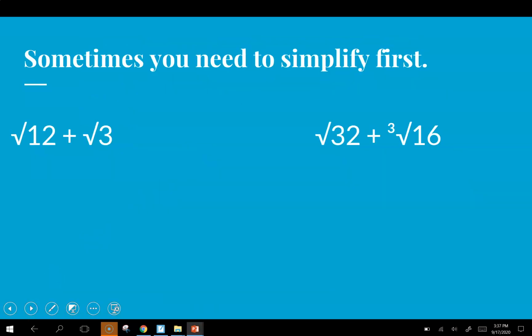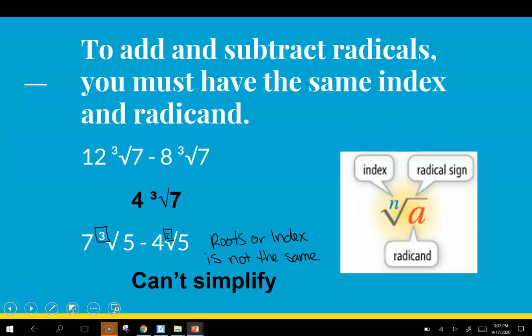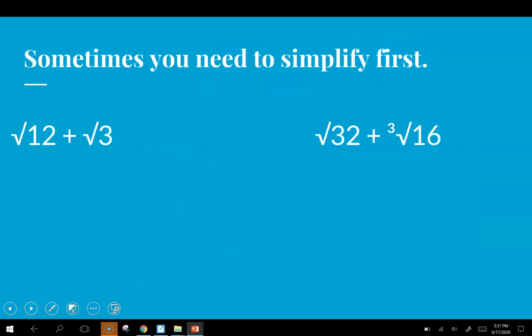All right, sometimes it looks like you can't do it, but you actually can. So we also have to always make sure we simplify first. So going back here, I couldn't simplify the square root of 5 or the cube root of 7. I couldn't break it down anymore. So that's why I went straight to trying to add or subtract. Here, I can do some more work before I try to add and subtract, instead of just saying, oh, I can't do it. Okay?